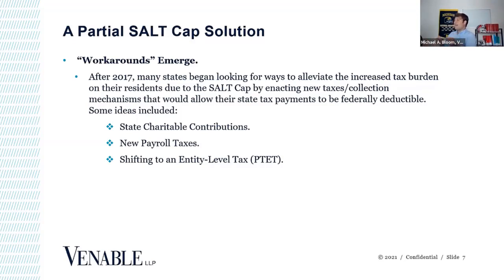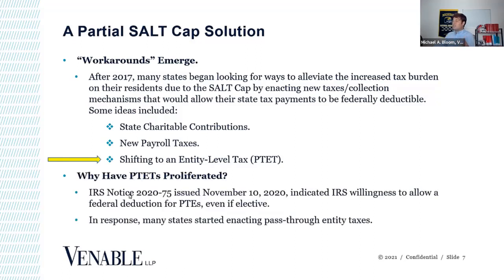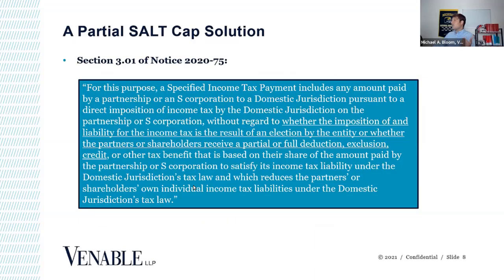But it's important to note why pass-through entity taxes have gotten so popular. Why did this one, out of all the different solutions, carry the day, seemingly? And the answer is, well, it was essentially blessed by the IRS in a notice that was issued in November of 2020. And the notice, let's be clear what the notice said. The notice is saying that an income tax imposed on a pass-through entity is deductible and included in their non-separately stated items.